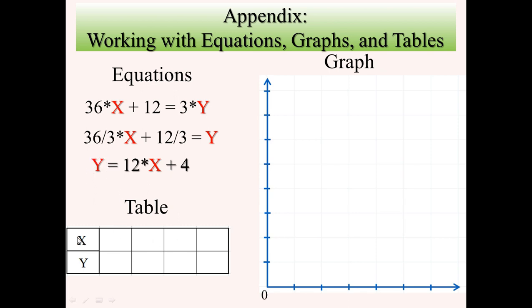Okay, this is the table. We have x, we have y. The upper row here is x. The row below here is y. If x equals 0, y will be 4. If x equals 1, y will be 16. If x equals 2, y equals 28. If x equals 3, y equals 40.